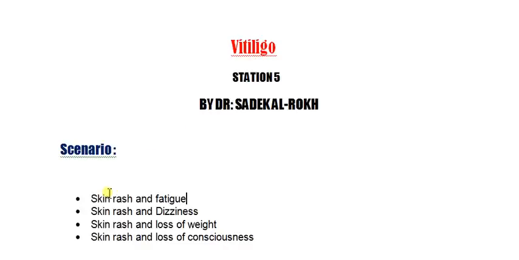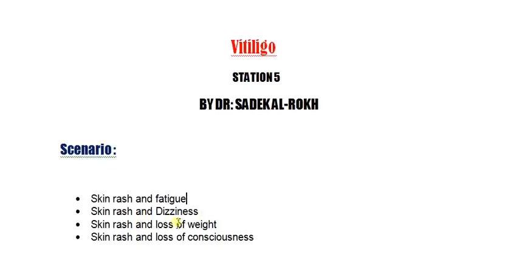So if he brings a scenario of skin rash and fatigue, for example, you have to think about this fatigue being due to other associated autoimmune diseases like hypothyroidism, Addison disease, diabetes mellitus, celiac disease, pernicious anemia. Or if the scenario is skin rash and dizziness, vitiligo may be associated with Addison disease and pernicious anemia, or maybe celiac disease causing anemia, or diabetes mellitus.